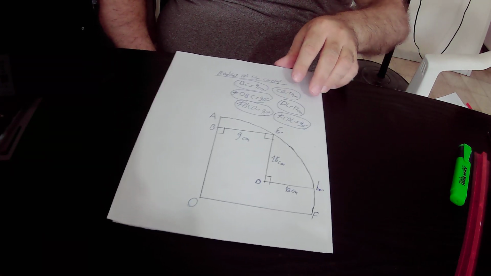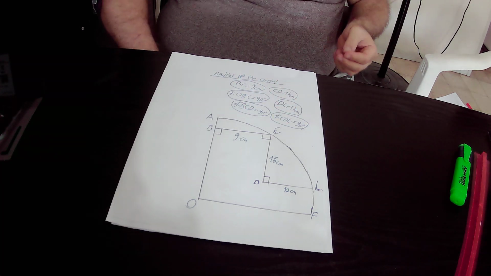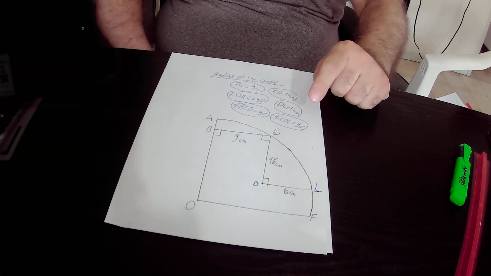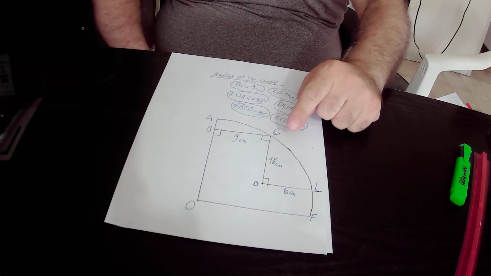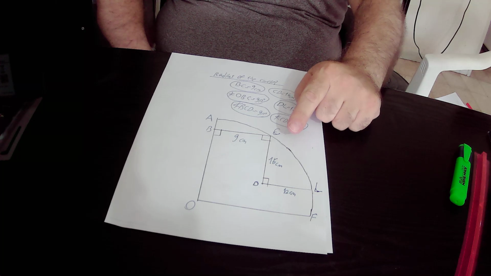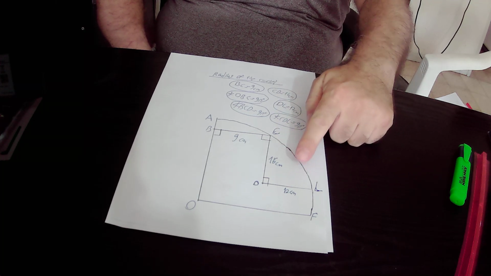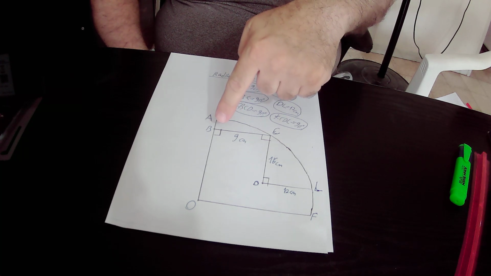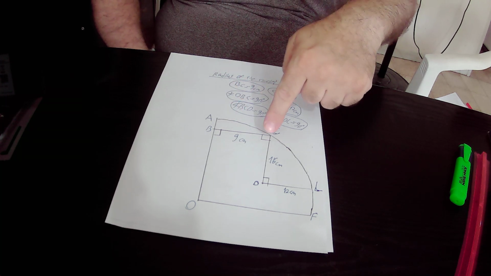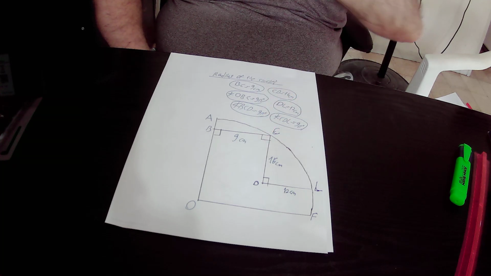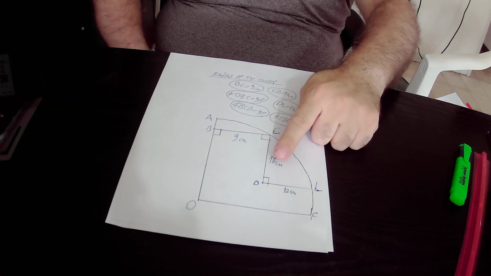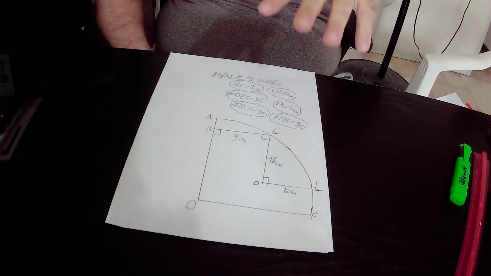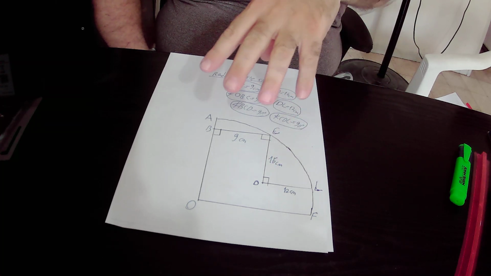In the drawing, we have a quarter circle. Line segment BC equals 9 units. Line segment CD equals 16 units. Line segment DL equals 12 units. Angle OBC equals 90 degrees. Angle BCD equals 90 degrees. And this angle, angle CDL, also equals 90 degrees. And our mission is to find out the radius of this quarter circle.